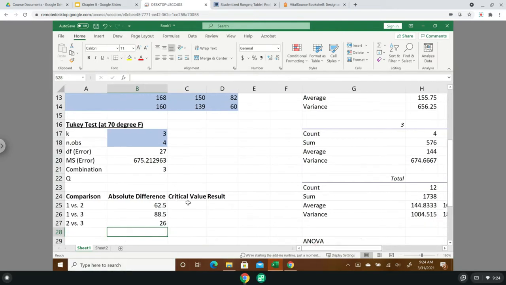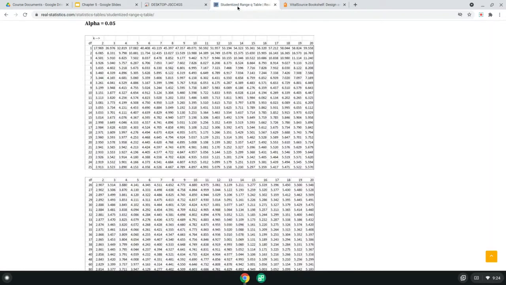Now to find the critical value, first we need to find the Q value. To find the Q value, you need to basically look at the Tukey tables. If you just do a Google search, you can find the Tukey table easily.